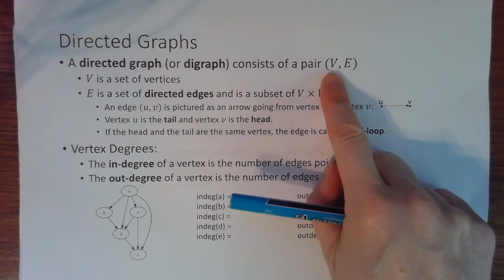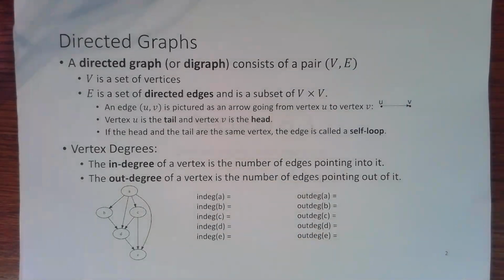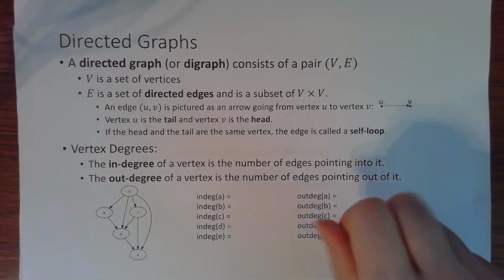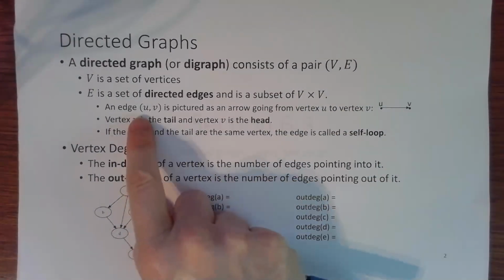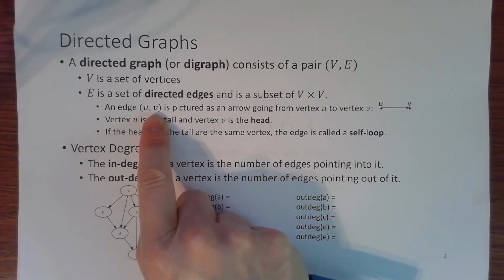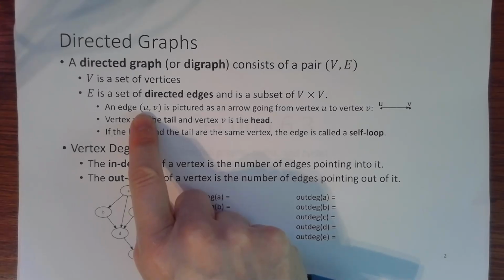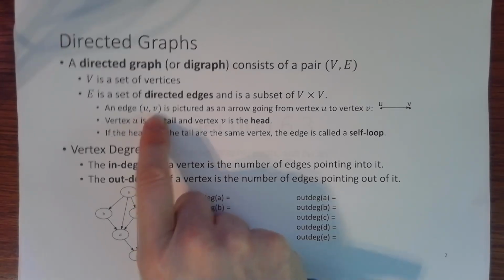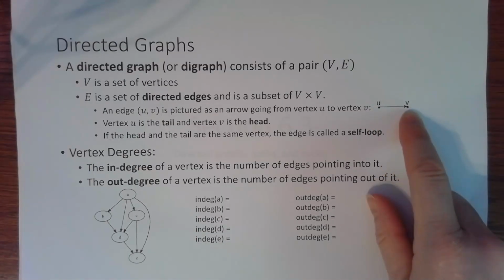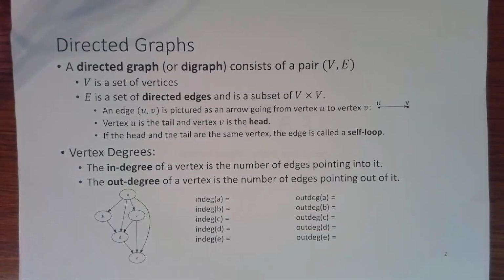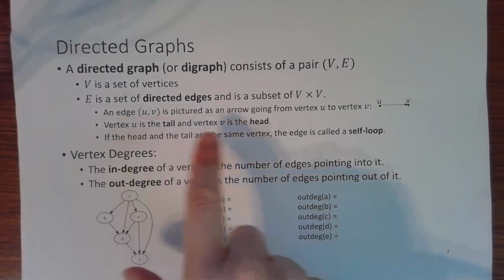A directed graph formally consists of a pair of two sets. V is a set of vertices, E is a set of directed edges, and because the edges are directed, the order matters, and therefore the set of edges will come from the Cartesian product of V crossed with V. So for an edge UV, the order matters. U is the start point and V is the ending point, and it will be pictured as an arrow starting at U and ending at V. U is called the tail, V is called the head.